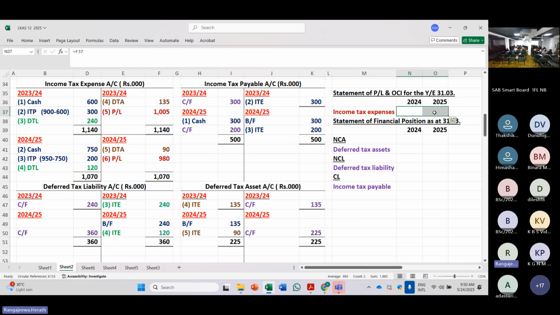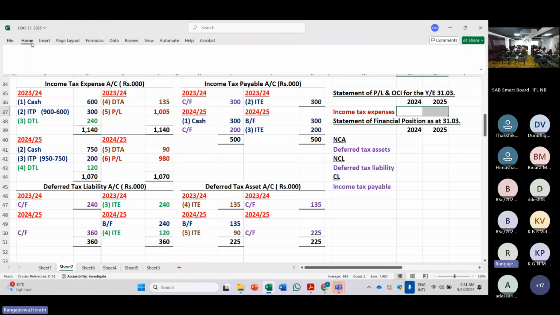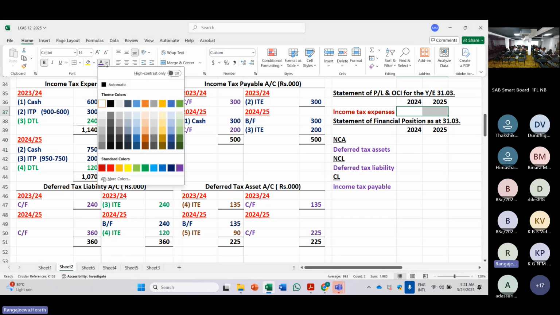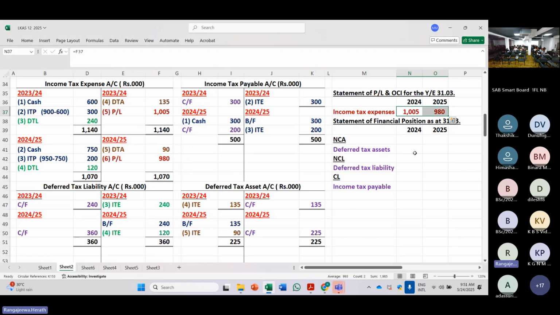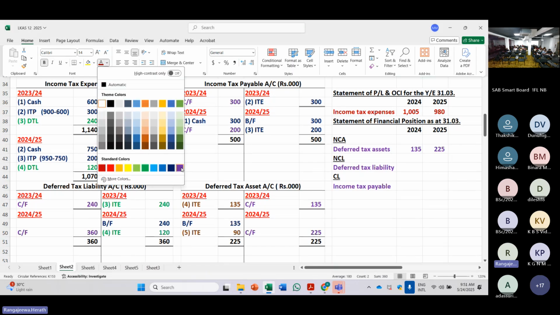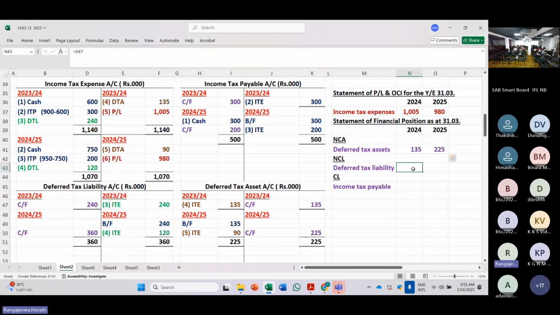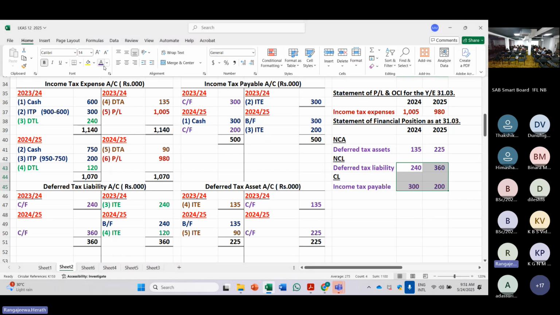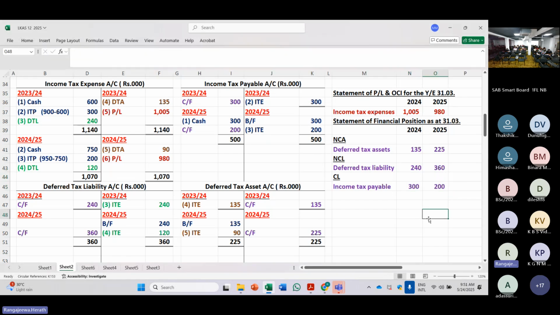So in the statement of profit or loss and other comprehensive income, you record the tax expense 1005 and 960. In the statement of financial position, you can show deferred tax asset, liability and tax payable. Deferred tax asset, non-current asset, deferred tax liability, non-current liability. Income tax payable is a current liability. That's it.